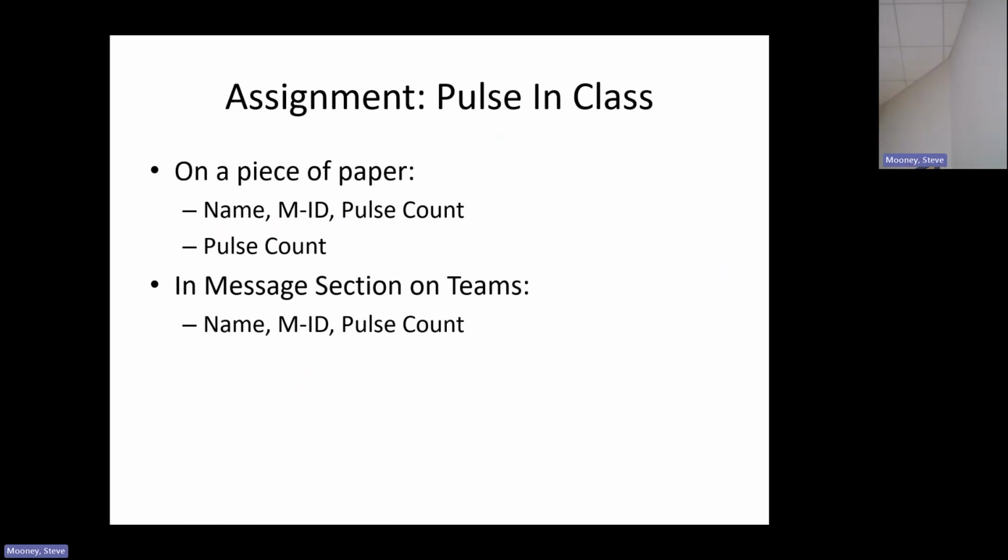So your pulse is usually measured in beats per minute, so I need you to multiply that number by 4. If you can't do the math in your head, just put whatever number times 4, I'll do the math for you. Everybody got something written on paper?